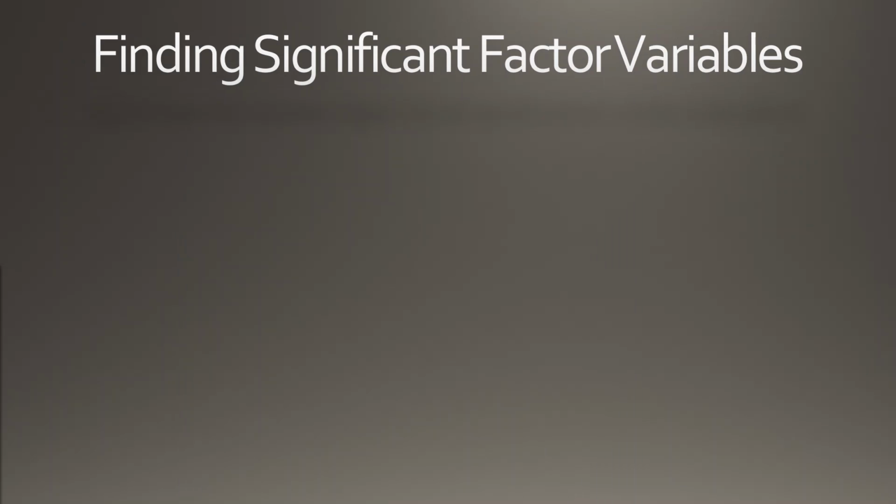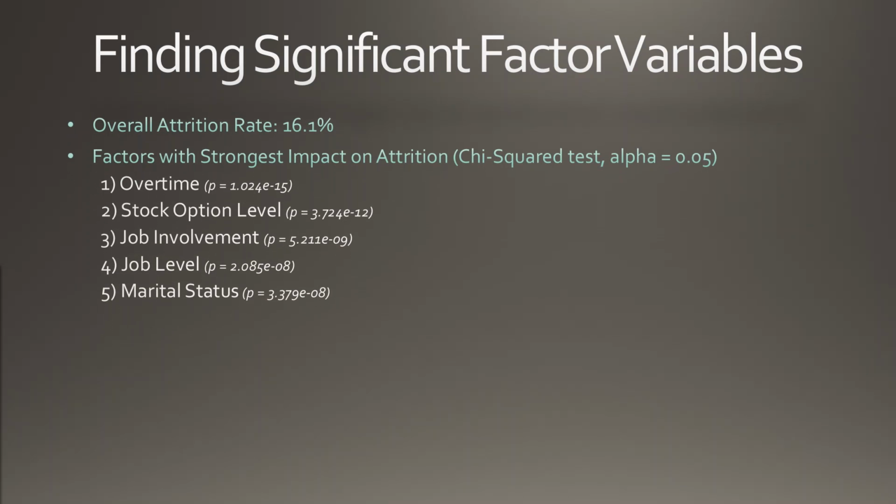Now let's look at the factors that have the most impact with attrition. These factors were chosen with a chi-squared test to test for significance with 95% confidence. Among these, the highest were overtime, stock option level, job involvement, job level, and marital status. We can show that these are factors that have the highest impact on attrition based on their p-values being so low and, of course, under 5%.